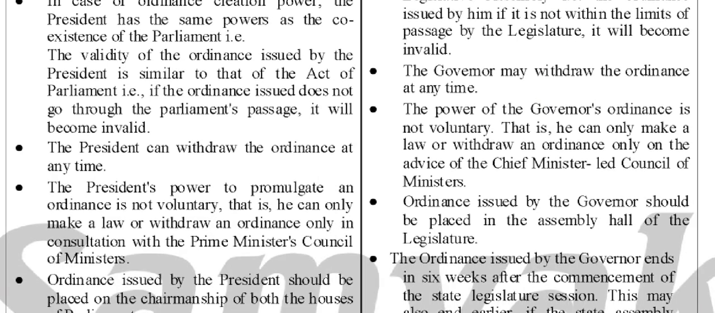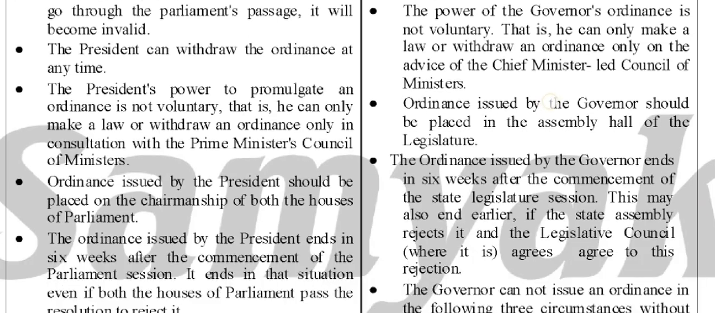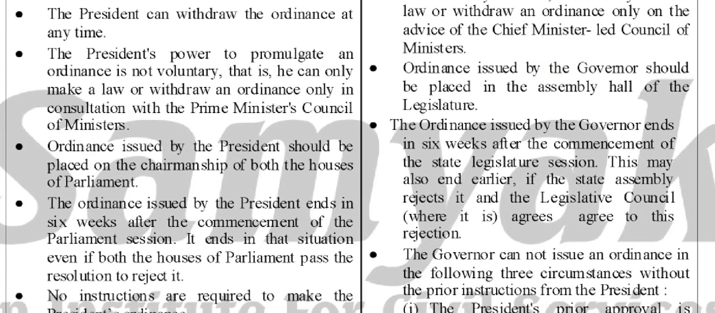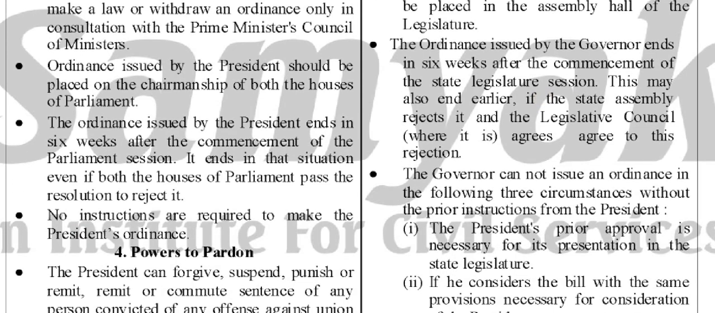The President's power to promulgate an ordinance is not discretionary. That is, he can make or withdraw an ordinance only in consultation with the Prime Minister-led Council of Ministers. An ordinance issued by the President should be placed before both houses of Parliament. The ordinance ends six weeks after the commencement of the Parliament session. It also ends if both houses of Parliament pass a resolution to reject it. No prior instructions are required to make the President's ordinance.